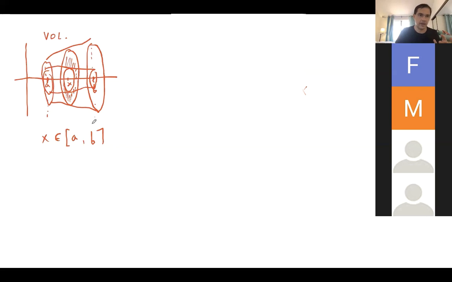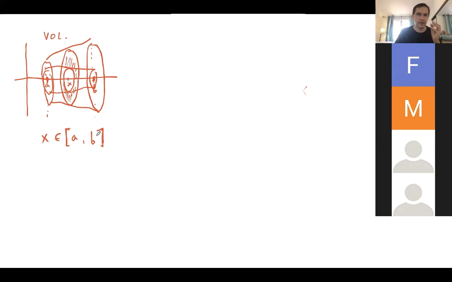And that's the solid I want to compute the volume of. So here's how we'll be computing the volume of this. First of all, take any point x in between A and B. So here's my point x, anything between A and B.